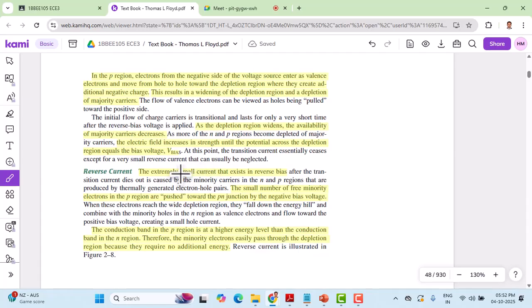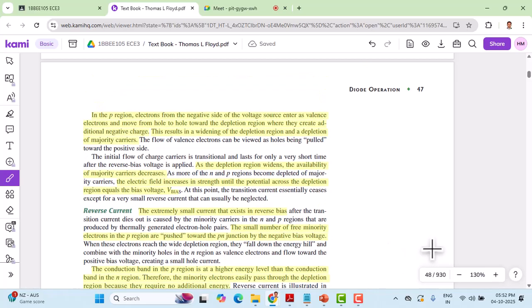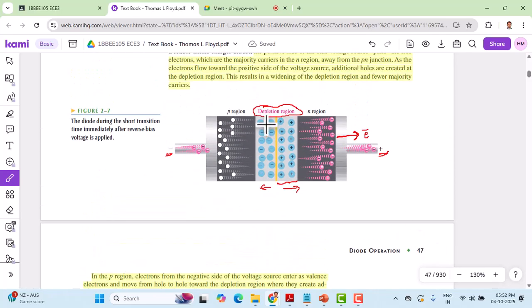Let's directly move to the current. An extremely small amount of current exists in reverse bias. Where exactly does this current come from? So far we explained what happens to the majority charge carriers, like electrons in the N region and holes in the P region, but they do not contribute to the current because they are moving away from the junction. What contributes is the minority current, the electrons here and the holes here. They are the ones which contribute the current in the reverse direction.